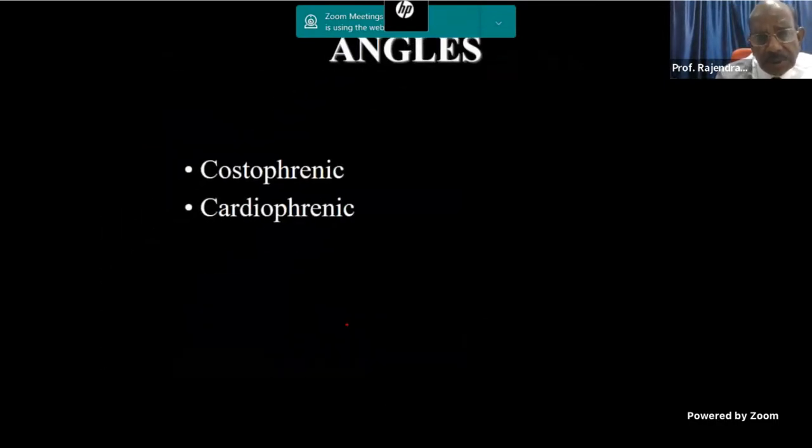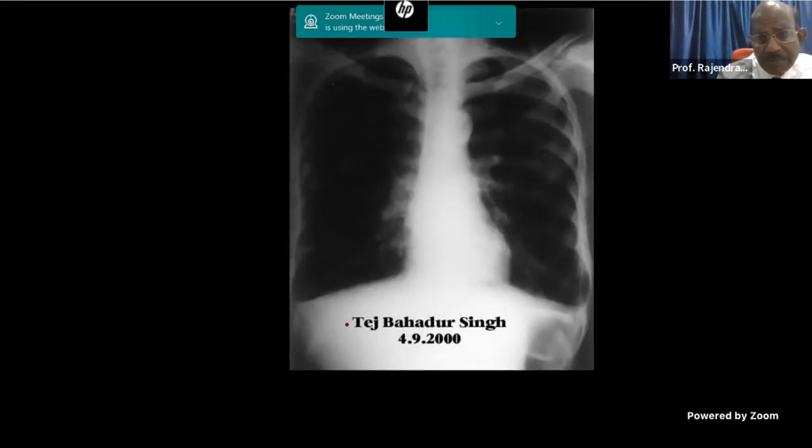Then you have to concentrate on both angles, the costophrenic angle. Many times we see that pleural effusion is the main cause, but more than pleural effusion, there are many more causes. Bilateral costophrenic obliteration may also happen in COPD, where there is an overinflated chest and costophrenic muscle slips are visible, so that obliterates the costophrenic angle, but that is not pleural.